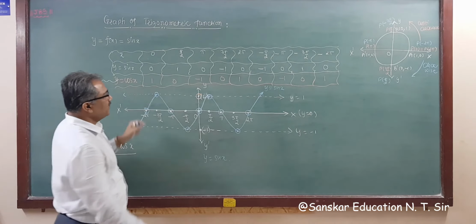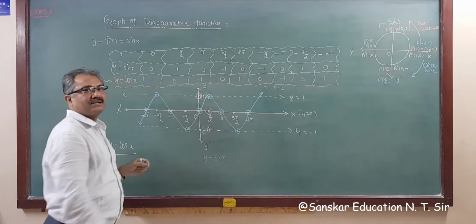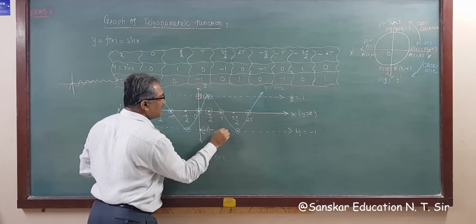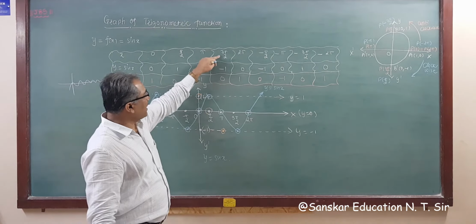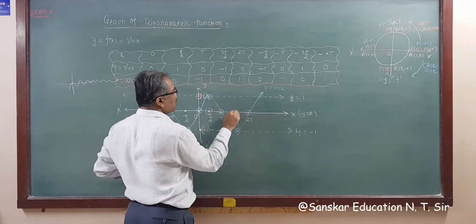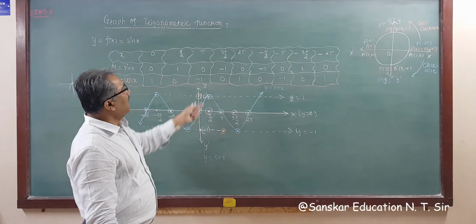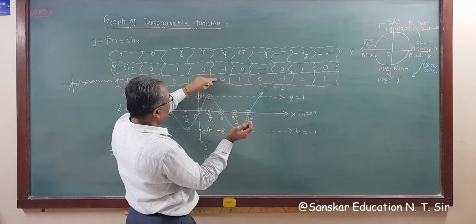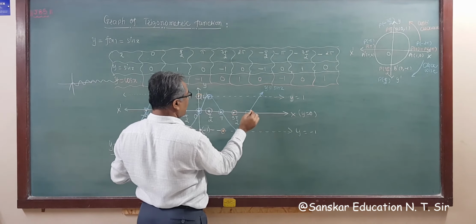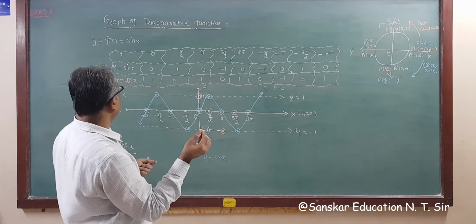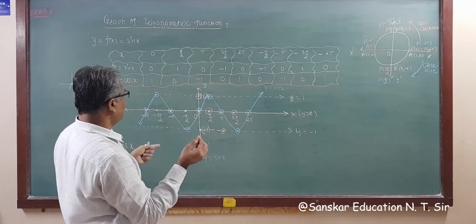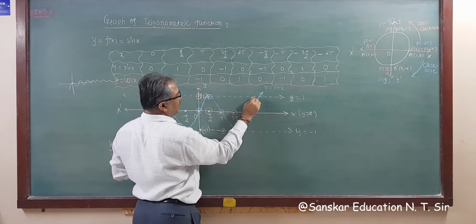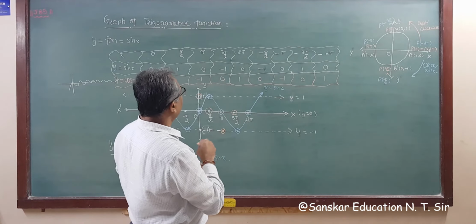So this is the point (0, 1). x is pi by 2, y is 0, so this is your point (pi by 2, 0). x is pi, then y is minus 1, so we get this point. x is 3 pi by 2, then y is 0, so we get this point. x is 2 pi, then 1. We made some mistake. So 2 pi then 1.